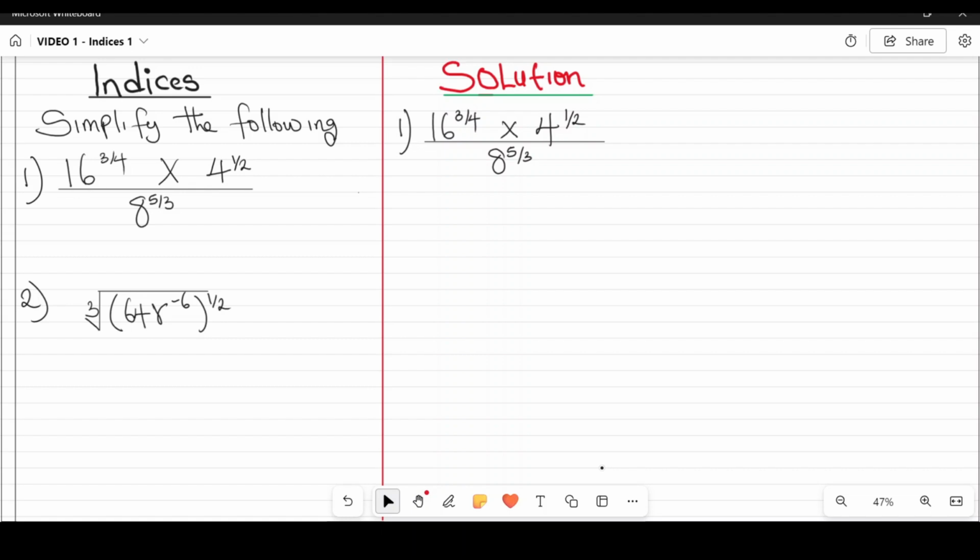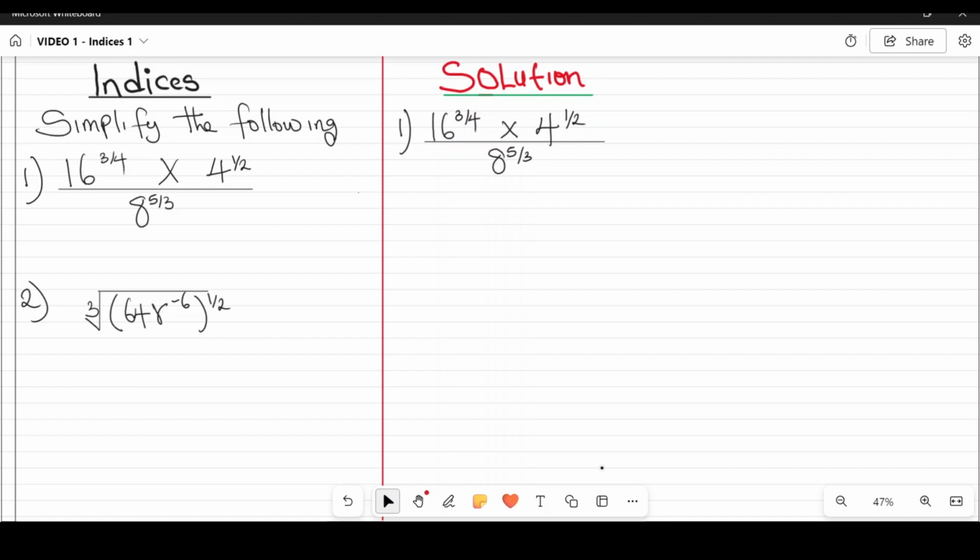Now we are given the first question: 16 raised to the power of 3 divided by 4 times 4 raised to the power of 1 divided by 2, all divided by 8 raised to the power of 5 divided by 3. The first thing we do here is to express the numerator and the denominator as the power of their base.